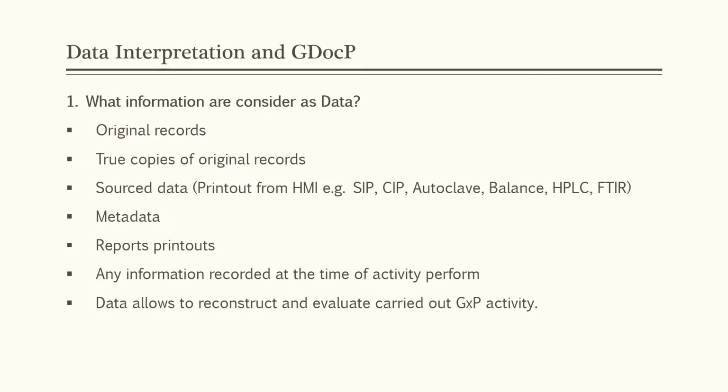What information is considered as data? It is original records, true copies of original records, source data like printout from HMI (human machine interface), like steam in place, clean in place, autoclave printout, balance printout, HPLC, FTIR data, metadata, reports printouts, any information recorded at the time of activity performed. Data allows to reconstruct and evaluate carried out GMP activity on later date.